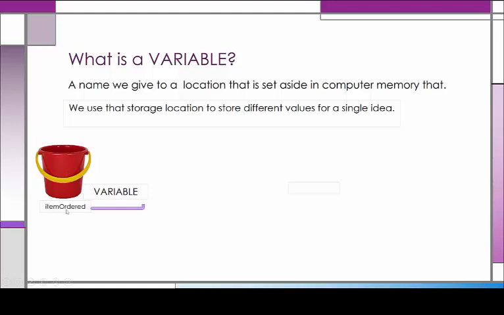This is a variable name. This is a name I've given this bucket, not unlike giving your dog a name when you want to refer to your dog. It's kind of the same thing. But anyway, we give our storage location a name, and we call this a variable name.